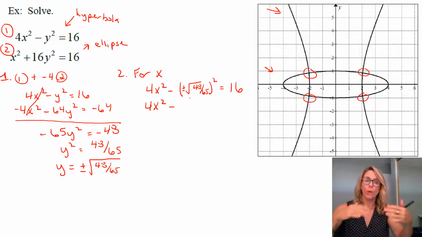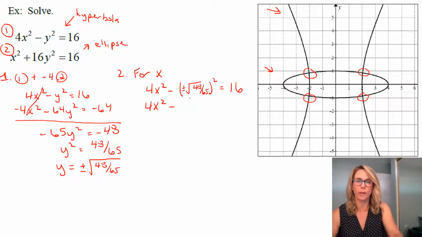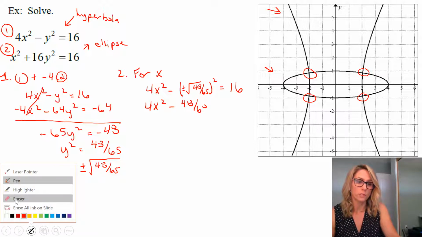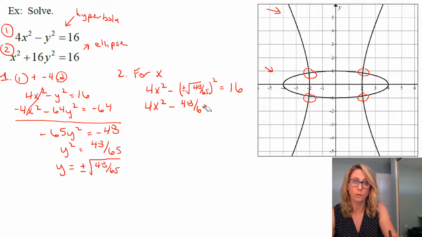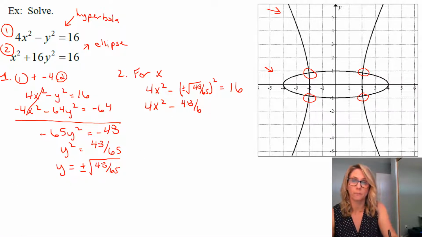However, when I take plus or minus the square root of 48 over 65 and square it, squaring the square root, I get 48 over 65. So at least I have that, 48 over 65. And then we're just solving now for x. That's our goal here.